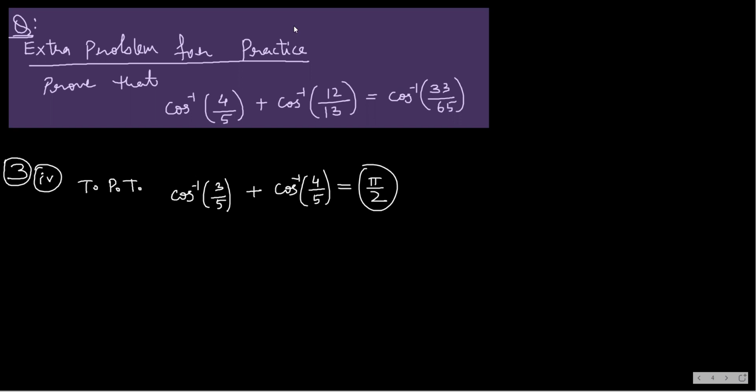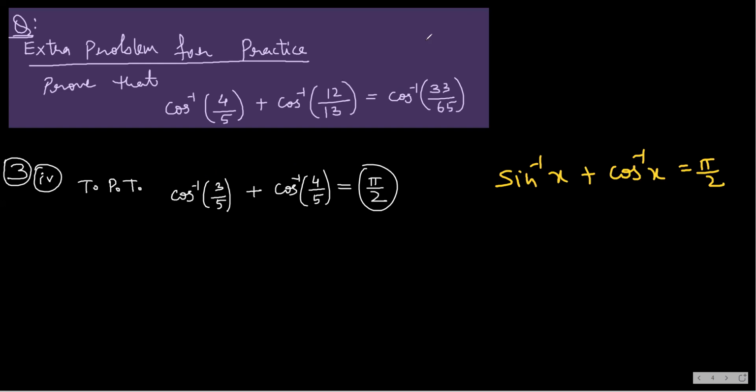If you remember, we have a very important property wherein we say that sine inverse of x plus cos inverse of the same number x is always pi by 2. This particular property I'm going to use here. What I see here, I have cos inverse of 3 by 5 and cos inverse of 4 by 5.